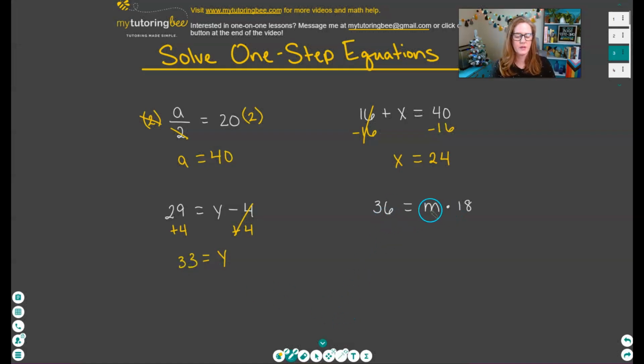Great, and then our last one, m is being multiplied times 18. So we want to undo that multiplication with division. So we're dividing by 18, dividing by 18. So these cancel out over here. M equals 36 divided by 18 is 2.